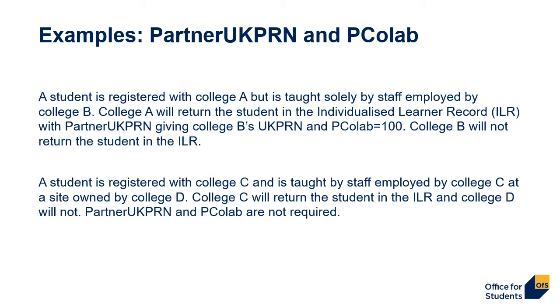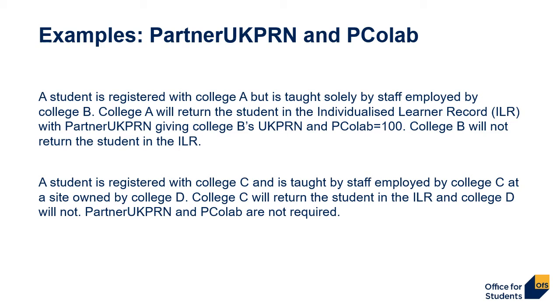This slide has a couple of examples which will demonstrate. The first is where a student is registered with College A, but is taught solely by staff employed by College B. College A will return the student, and PartnerUKPRN and PColab need to reflect that staff from College B are teaching the student. PartnerUKPRN will give College B's UKPRN, and PColab should be 100, as the student is taught solely by College B's staff. College B will not return the student in the ILR.